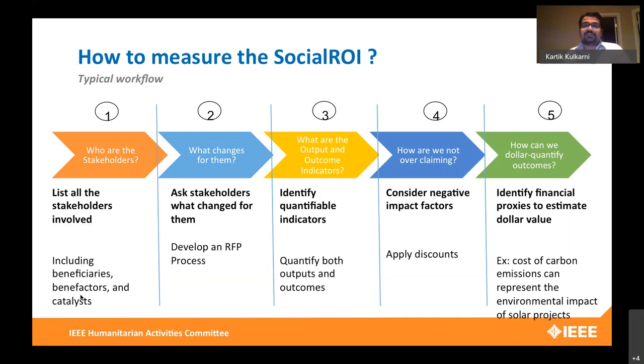Once you do that, then comes an interesting phase of giving that outcome a dollar value. There is a lot of research when it comes to assigning dollar values to outcomes. For example, there are multiple papers published on estimating the carbon emissions cost if the outcome is environmental, and so forth. I've not gone too deep into assigning a dollar value, but this workflow, from step one, mapping the stakeholders, to considering outputs and outcomes and deciding which one is negative, is a very important workflow.